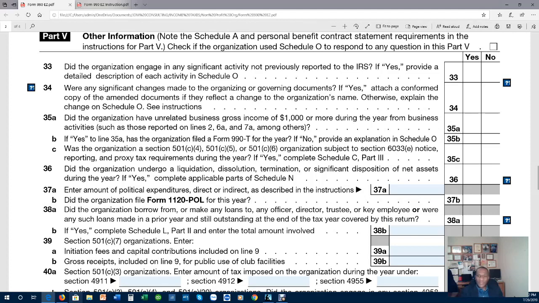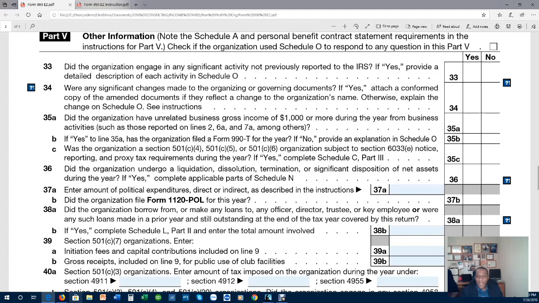If yes, you must be transparent. According to this, it says unrelated business gross income of $1,000 or more. In that case, if the asset disposed of is $1,000 or more in value, I think it would be transparent to disclose that information during the year.